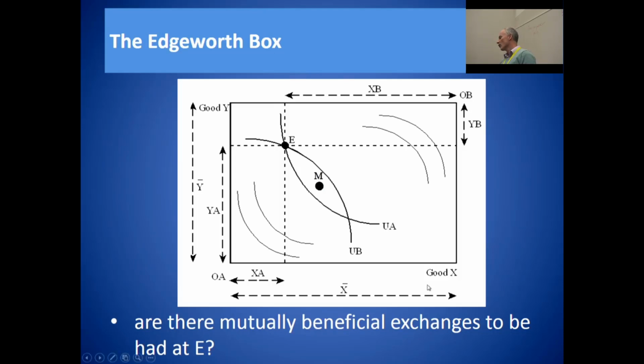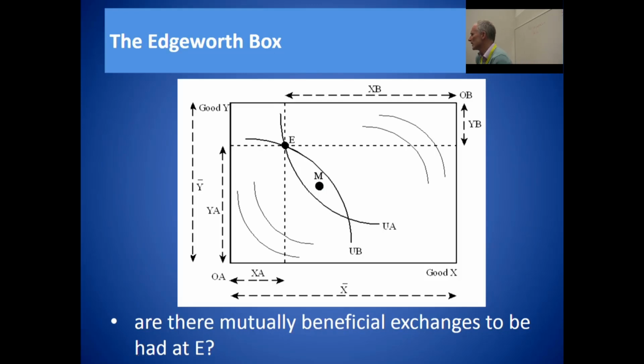Well, given what we've said with the indifference curves, UA for person A, UB for person B, what do these individuals want to do? They want to maximise their well-being. They want to be on the highest possible indifference curve. So let's take person A as an example. Person A is currently at point E, the initial endowment, and point E lies on that indifference curve, UA.